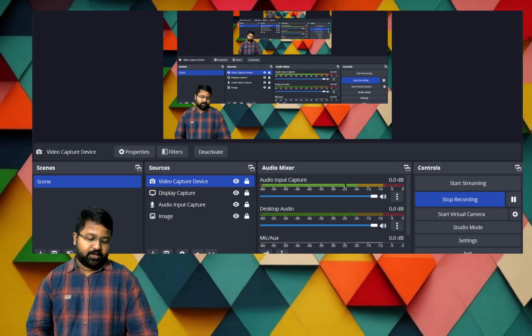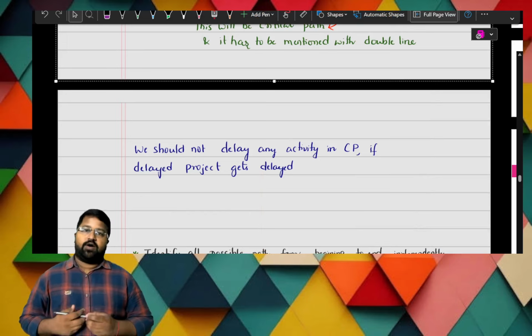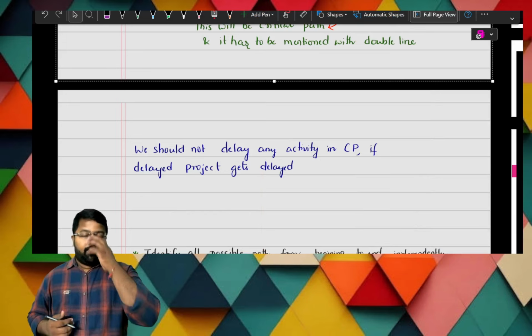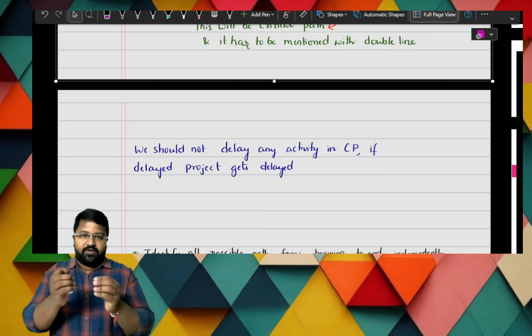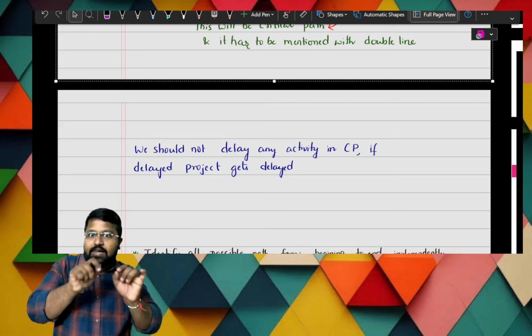Okay, Emma, let us continue with the further problems, buddy. So, I have said critical path. What is meant by critical path? The path in which, if we delay any activity, the project gets delayed. So it is the critical path.